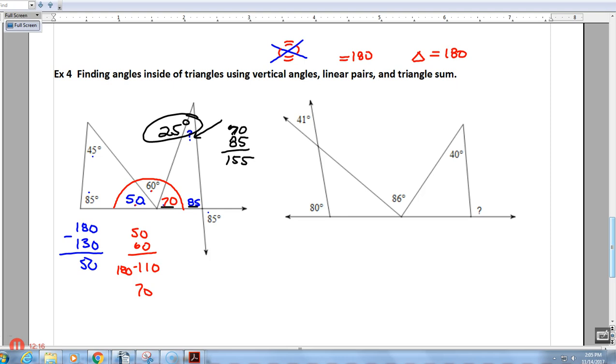So that's a lot of work. I had to get quite a few different angles before I could get that number. So you got to have a little bit of stamina to battle through that.